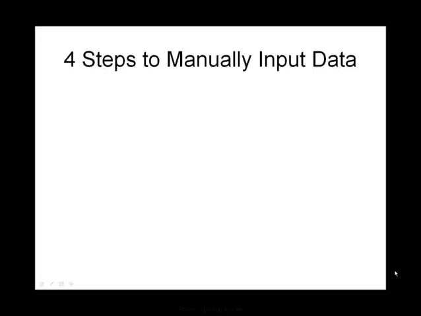Today I'm going to demonstrate how to input data manually into SPSS. There are 4 steps to manually input data into SPSS. The first step is to number your questionnaires. If you have 50 questionnaires, each questionnaire should have its own unique number from 1 to 50. The reason why this is important is because you need to be able to include an ID number in your SPSS file so that you can connect your respondent data to a questionnaire.